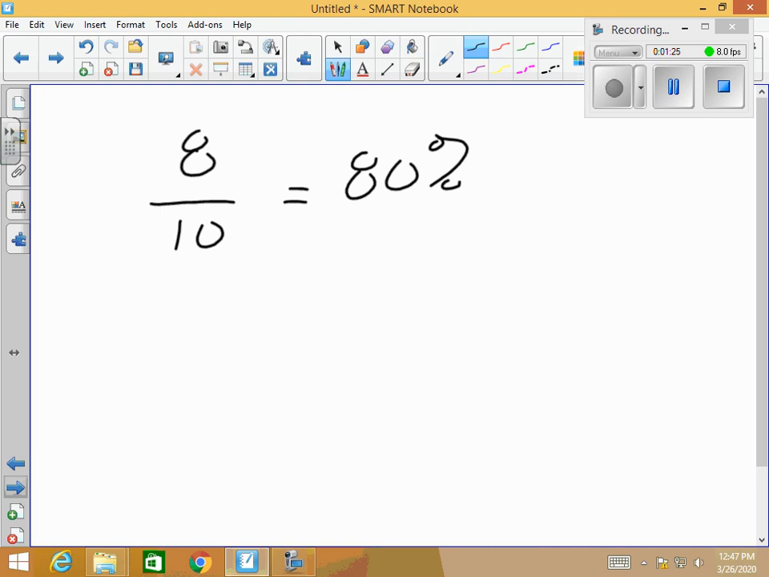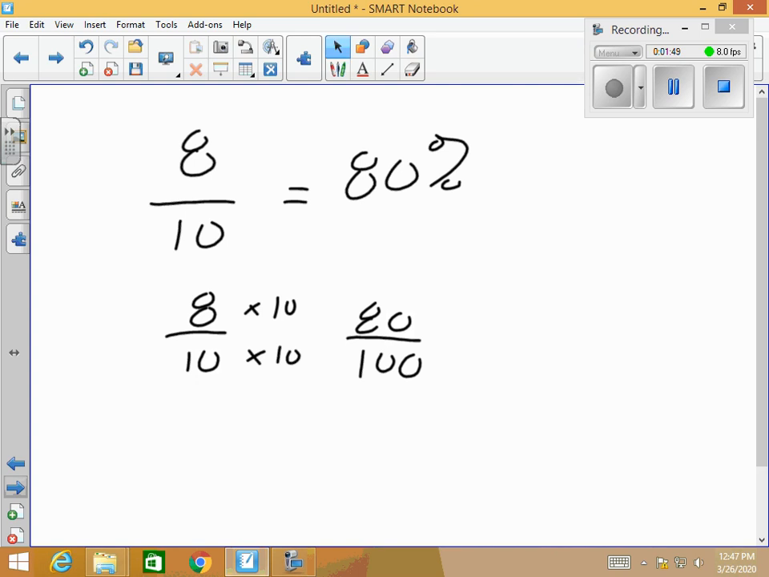But why? The fact of the matter is, it comes back to that previous slide where it says percent is to divide by 100. If I take this 8/10, I can make my bottom number 100 by simply multiplying it times 10. When I do the bottom, I have to do the top, and this number becomes 80 over 100. Here we have it. Divide by 100 is percent.